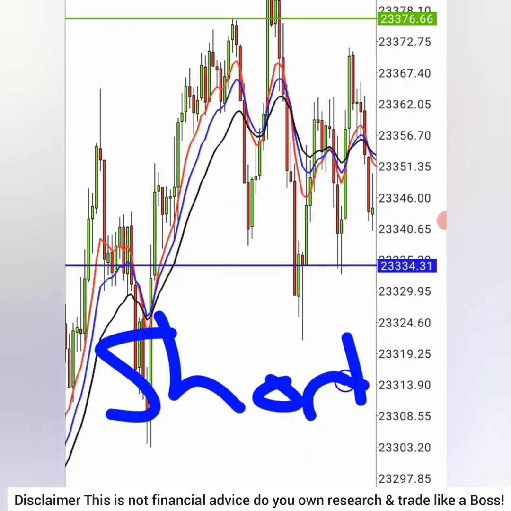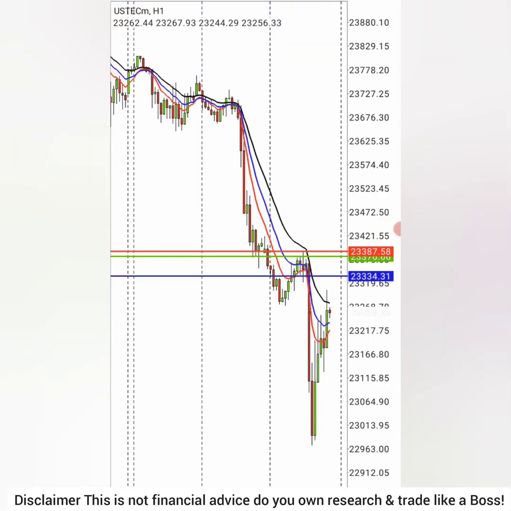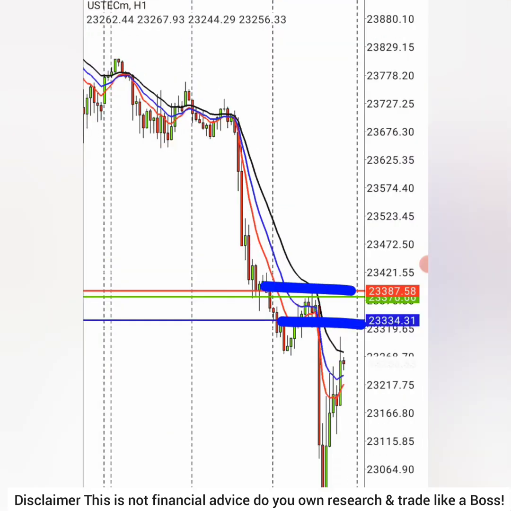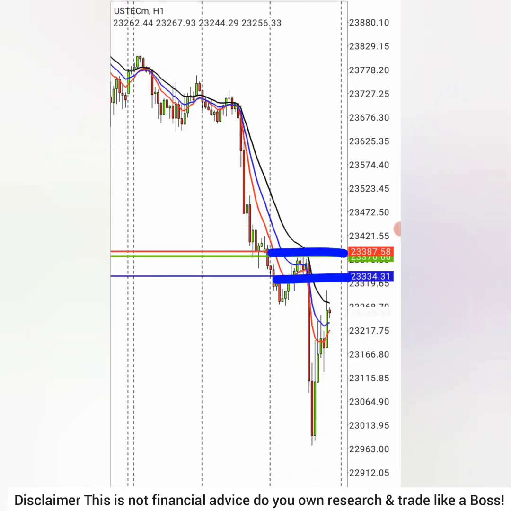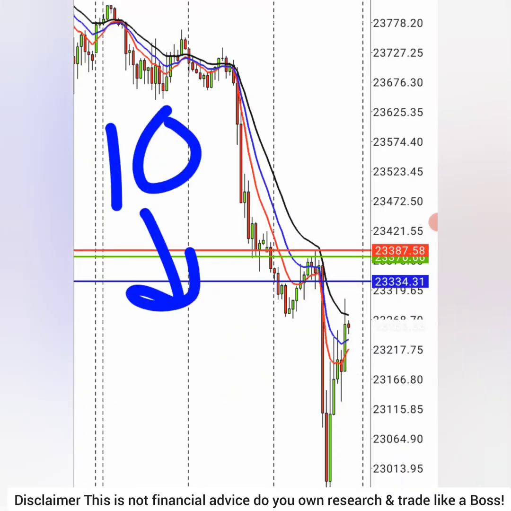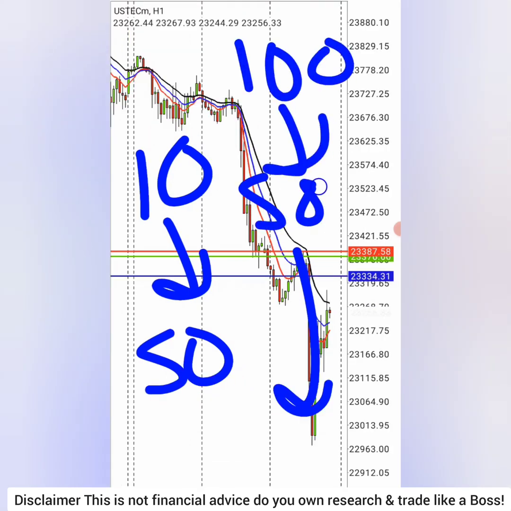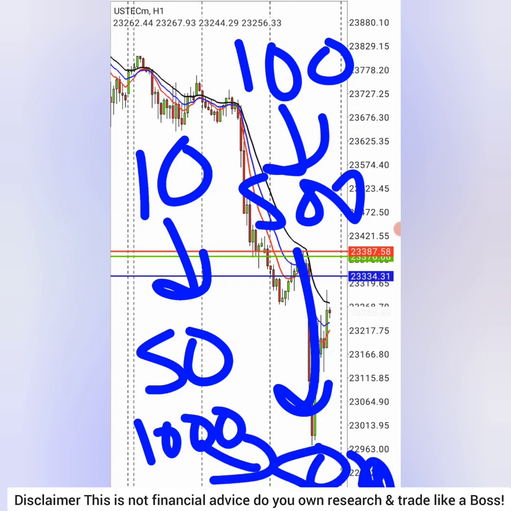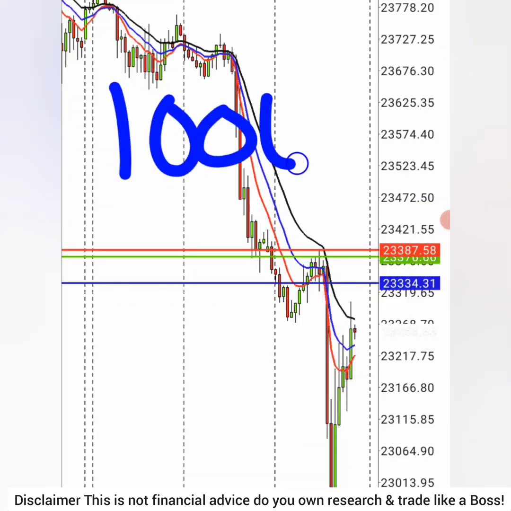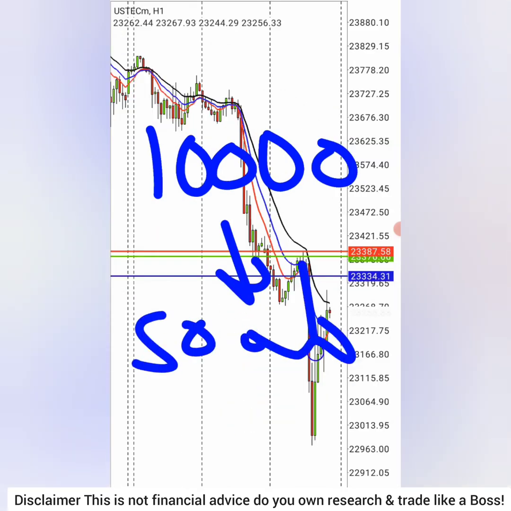But to keep this video as short as possible, you can still enter right here and have your stop loss here, because if you now go to a bigger time frame, you can see that your risk is small, and what you can get from this trade is very big. From a trade like this, you can get a risk reward of 1:5, which means with a $10 account you can make $50 on this trade, and if you trade with $100 you can make $500. Same for $1,000, you can make $5,000 on the same trade. Now imagine if you use a big account like 10,000 or 100,000, you can easily make $50,000 on a trade like this.